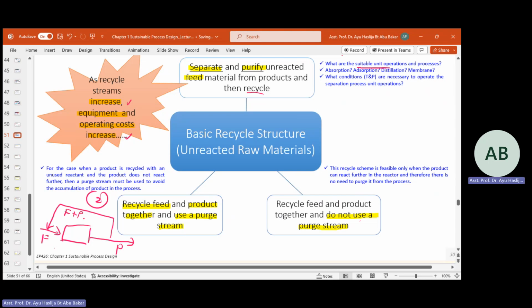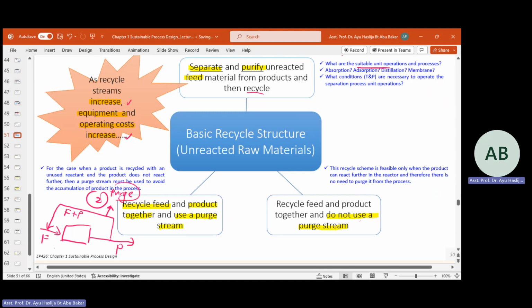Feed plus product. Okay, here perhaps the separation, the product cannot be fully separated, so some of the product is left. Okay, so for the purge stream here, you put one purge stream.